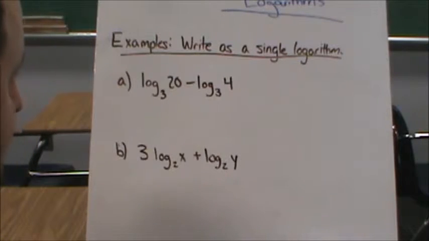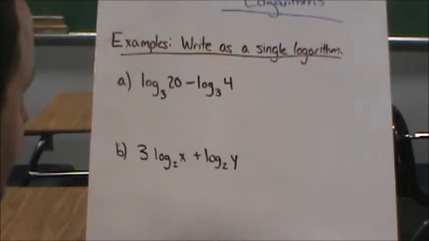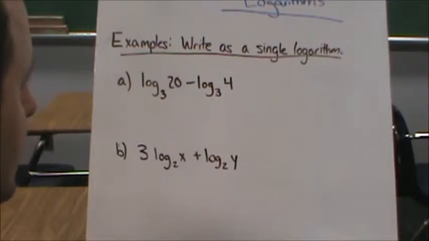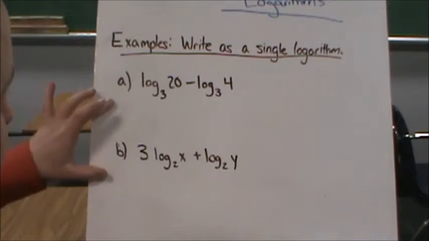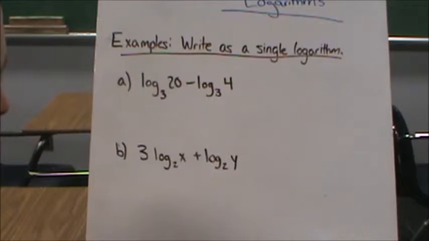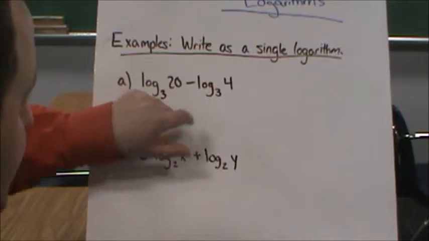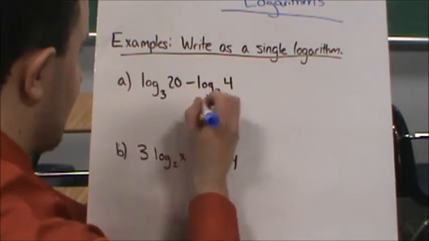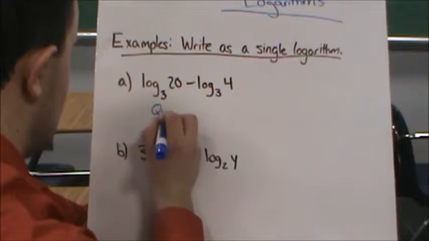So now, let's take some more examples here and apply these three properties that we know. Let's write these two examples here as a single logarithm. So we have log base 3 of 20 minus log base 3 of 4. This looks a lot like the quotient property.